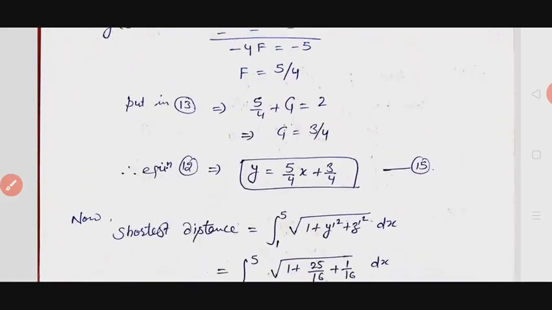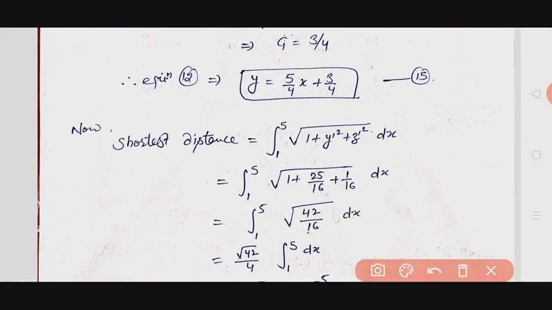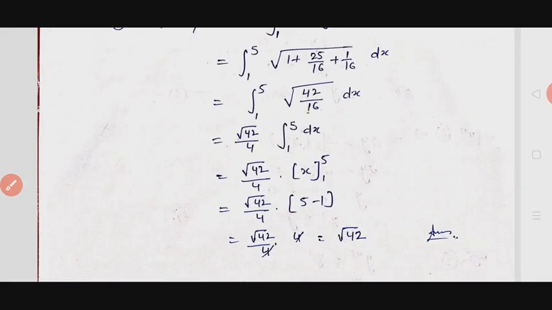तो ये दोनों वैल्यू हम यहाँ पर use कर लेते हैं. हमारे पास root क्या बन जाएगा 1 plus 5/4 squared, that will be 25/16, and -1/4 squared, that will be plus 1/16. So when you solve this root, that will be root 42/4 and integral of 1 to 5 1 dx. So जब इस integral को solve करोगे you will get x with the limit 1 to 5. So 5 minus 1, that will be 4. 4 cancel, root 42. So that means the distance between the 2 points which was given will be this thing, root 42.